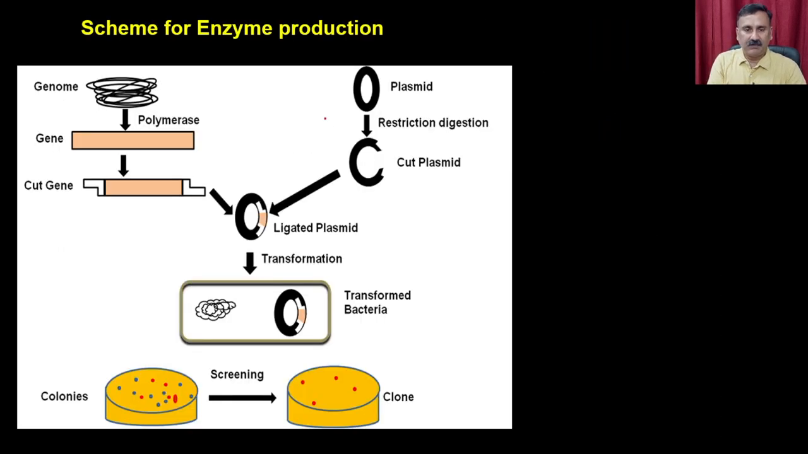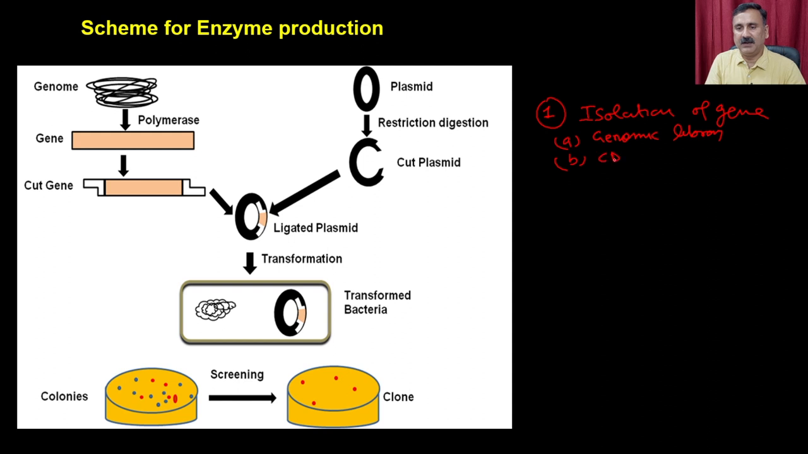Now, we have discussed the isolation of genes. We discussed two approaches, A and B. One is the genomic library approach, and the other is the cDNA library approach. These are the approaches you can use when the genomic sequences are not known, whereas you can use the PCR approach with site-specific primers if your genomic sequences are known. Then once you get the gene fragment, you can do the cloning of this gene fragment into a vector.